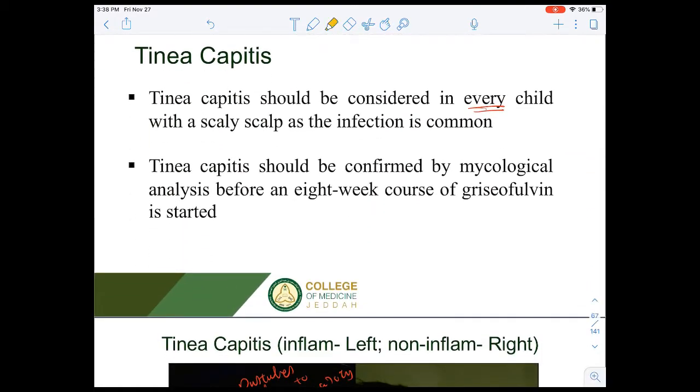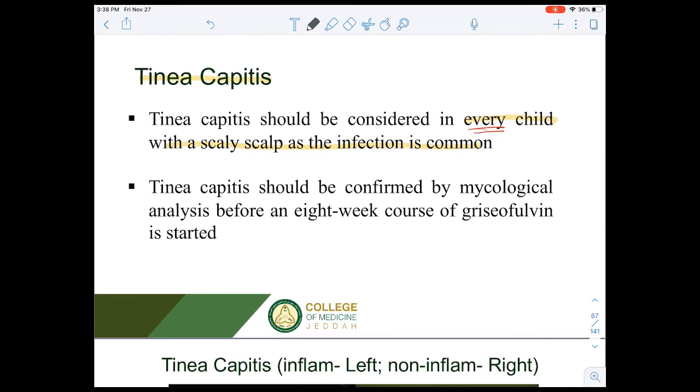For the tinea capitis, right? So the tinea capitis should be considered in every child with a scaly scalp, as the infection is very common. It's very, very common actually. As I've mentioned, tinea could cause the athlete's foot, it could cause the tinea corporis. But tinea capitis is primarily due to an infection that occurs in children, right? So if you see a child with tinea, they're probably having tinea capitis.